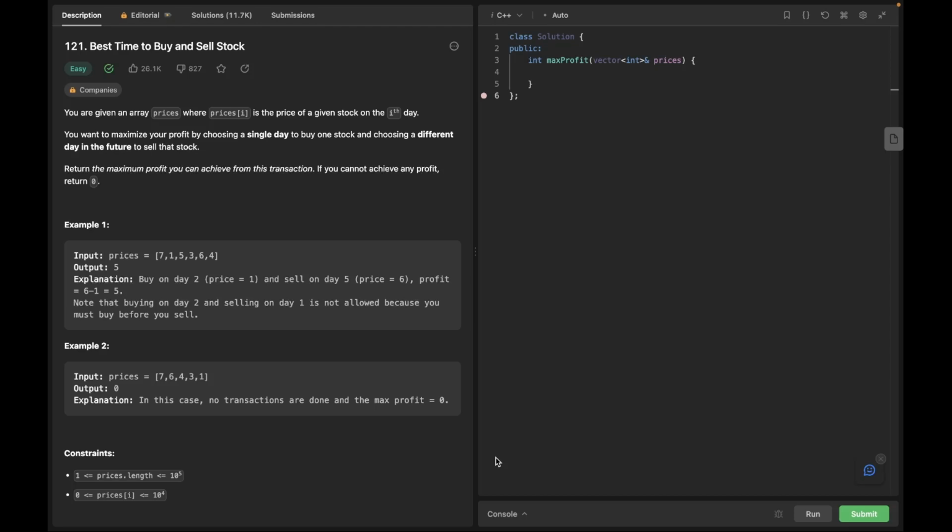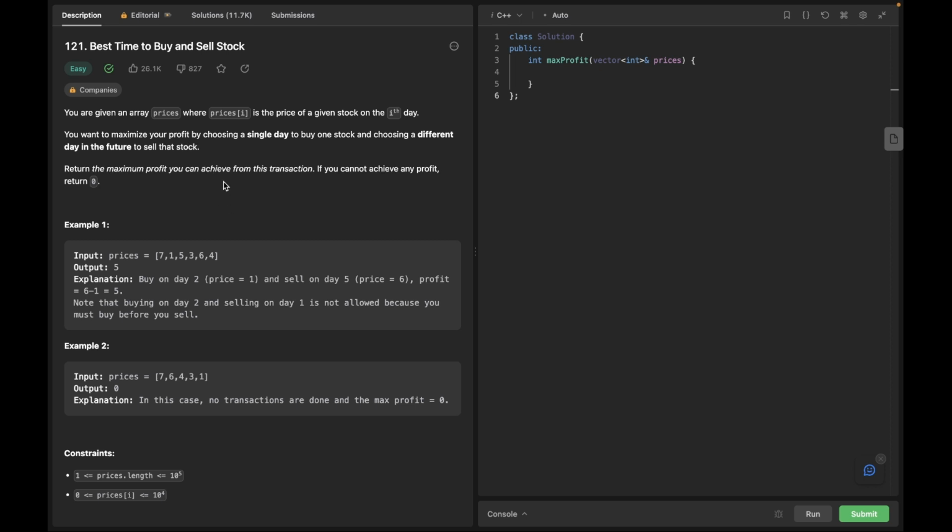Hi, today we will be solving Leetcode question 121, best time to buy and sell stock. You are given an array prices where prices[i] represents the price of the stock on the i-th day. You want to maximize the profit by choosing a single day to buy one stock and choosing a different day in the future to sell the stock.